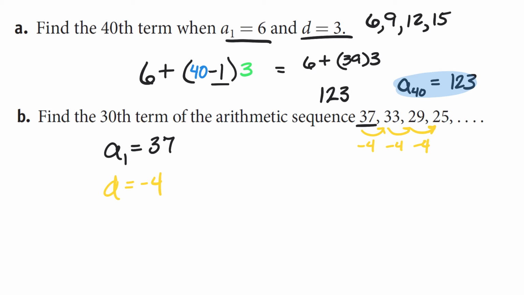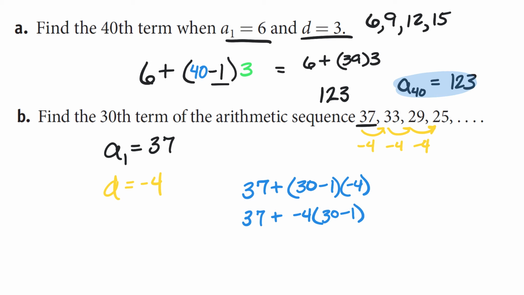So what we'll do is we'll take this to our formula, which is the first term plus the term we're interested in. In this case, we're interested in the 30th term, n minus 1, times the common difference, which is -4. Notice the parentheses. If you don't put that in parentheses, you're going to have issues because it would end up looking like subtraction. Another method you may want to do on this is put it in front of your parentheses. Then you don't have that issue.